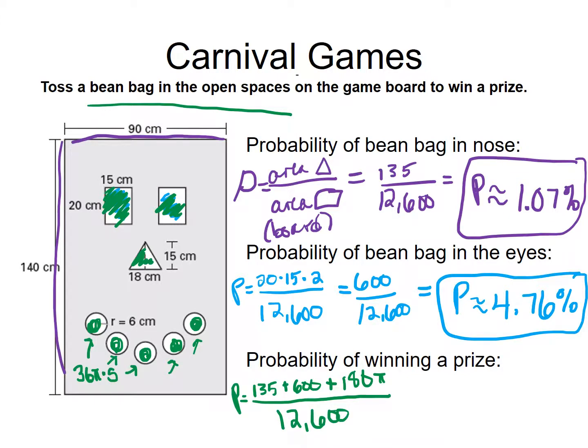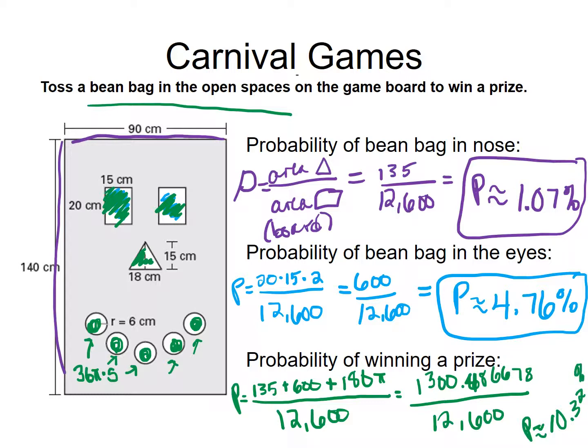12,600. So if we convert that numerator to a decimal, we get like 4,86678 all over 12,600. I wouldn't actually round necessarily. I just punch in what 135 plus 600 plus 180 pi is, and then in my calculator keep the answer button and then divide by 12,600. And so when we get that decimal, our probability is about 10.32%. Sorry, I'm running out of room, but it's about 10.32% in order to win a prize.